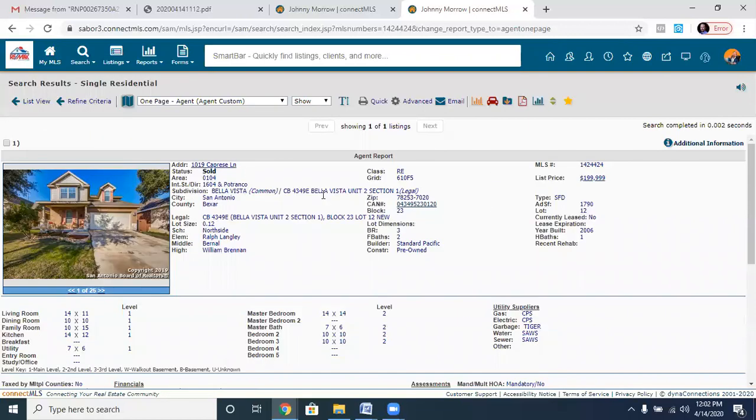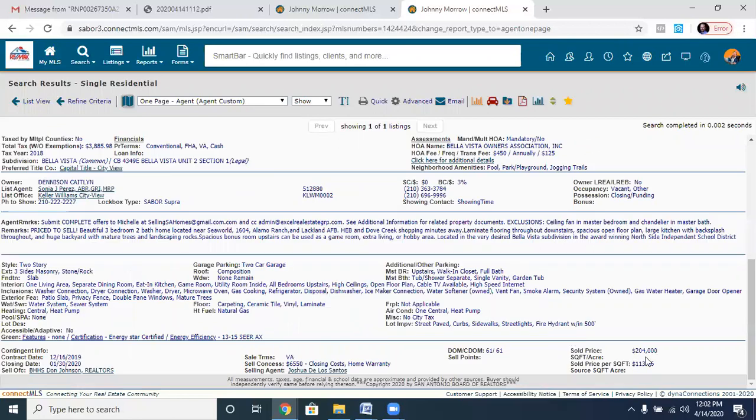So this one actually sold, and it actually sold for 204. So it sold for a little bit more than what it was listed at, and it ended up being on the market for 61 days. Right, but at that time they gave 6,500 in closing costs. Yeah, they raised the price and gave 6,500 in closing costs.